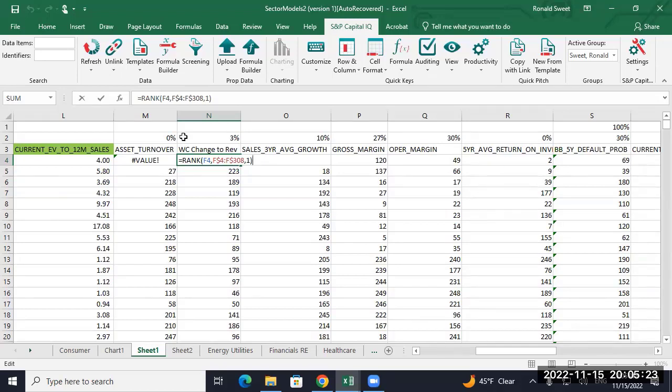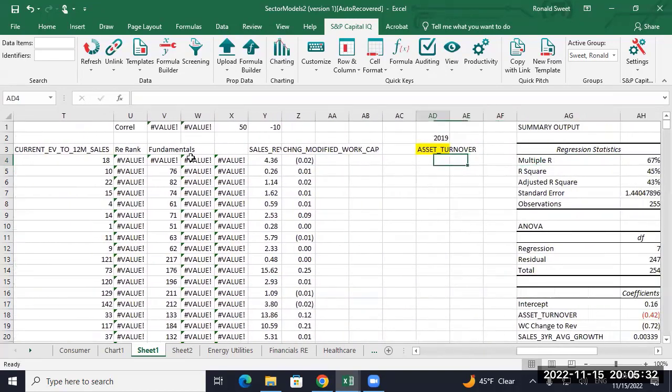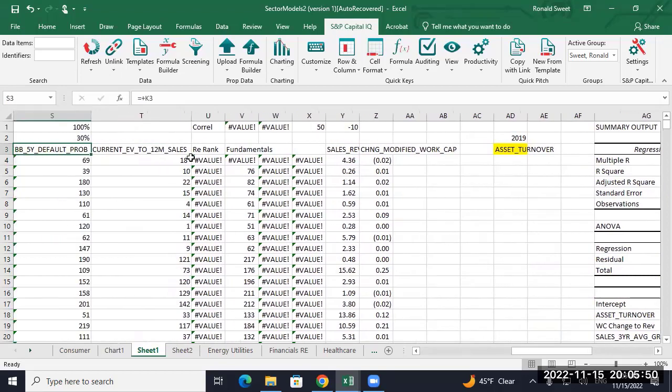So here I got working capital, change to revenue. So how did I do that one? Now here, I don't think Capital IQ has that. But Bloomberg has a change in working cap. So I just took that, took a percentage of revenue, and that gave me a ratio. So that may not be possible. You could calculate this in Capital IQ.